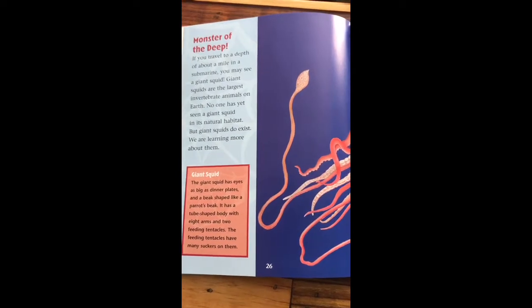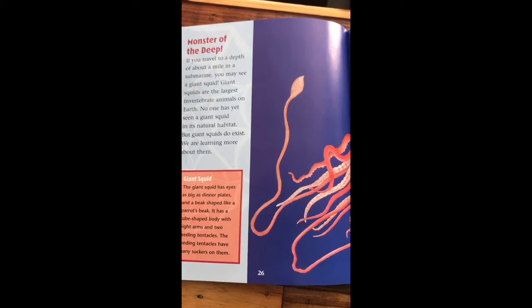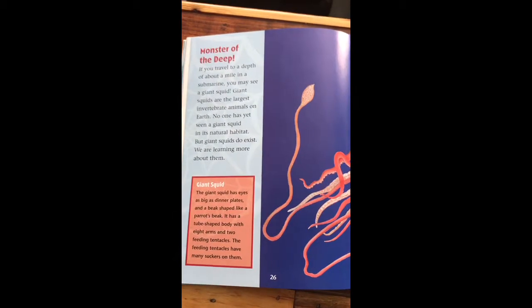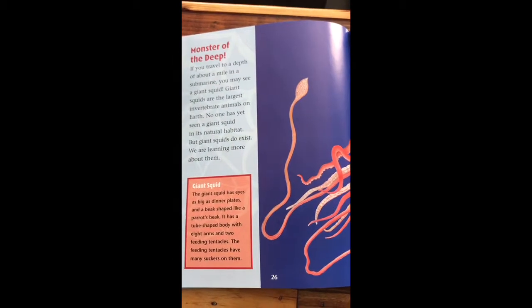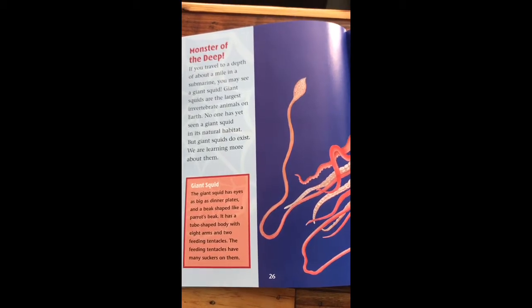Giant squid. The giant squid has eyes as big as dinner plates and a beak shaped like a parrot's beak. It has a tube-shaped body with 8 arms and 2 feeding tentacles. The feeding tentacles have many suckers on them.